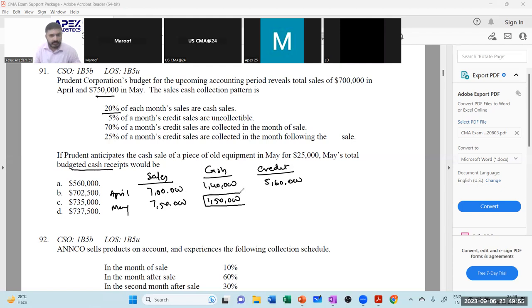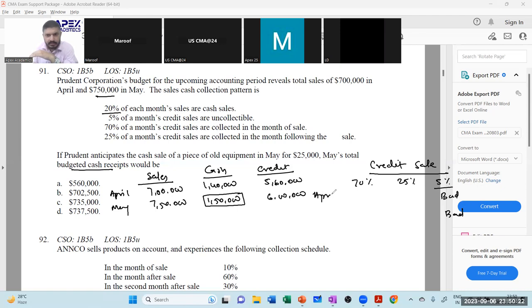So this is important. Now, what about the credit sales of May? What is the balance? 6 lakhs. Now, what are they saying about credit sales? Please pay attention. 20% cash sales, 5% are uncollectible. 70, 25 and 5. So I'll write 70, 25 and 5. 5 are bad.